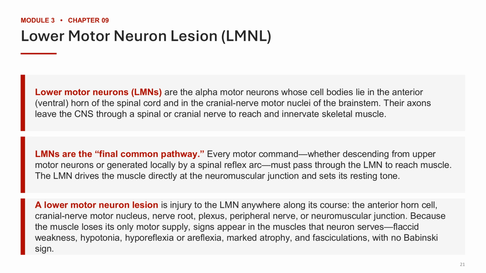And because the muscle loses its only motor supply, the consequences are direct and severe, appearing in the muscles that neuron serves. Flaccid weakness, hypotonia, hyporeflexia or areflexia, marked atrophy, genuine denervation atrophy, not disuse. Fasciculations, which are the spontaneous discharge of a dying motor unit, and no Babinski sign because there is no corticospinal release. The pathway above is intact.